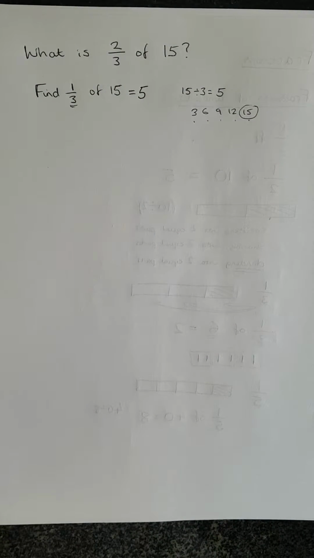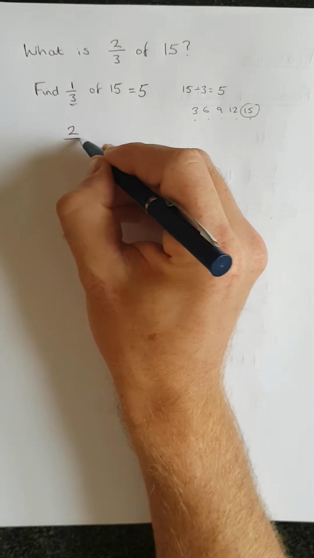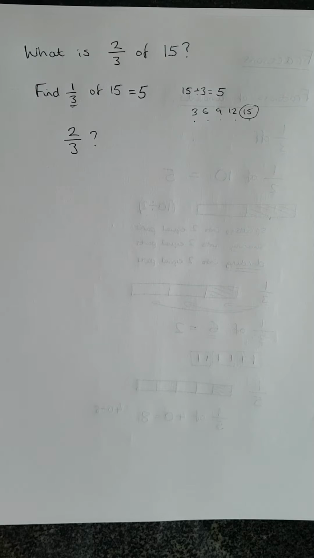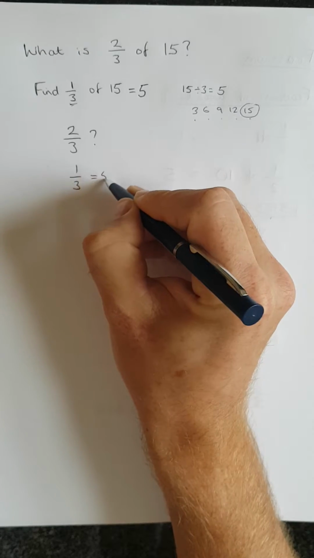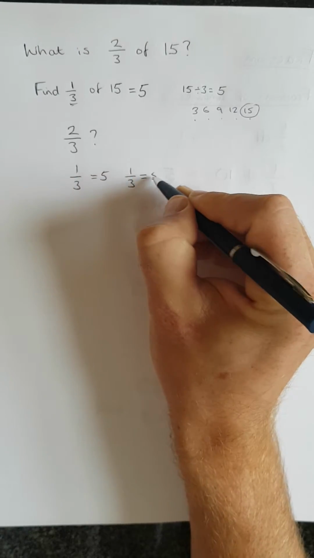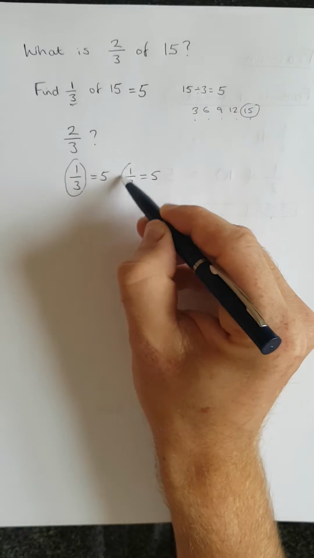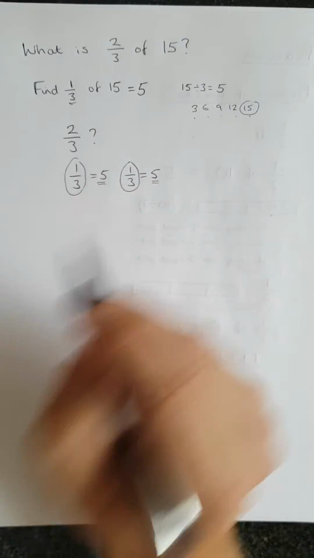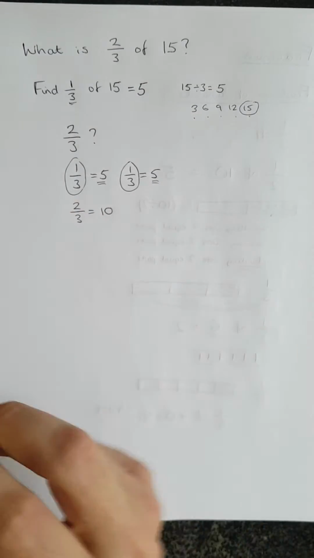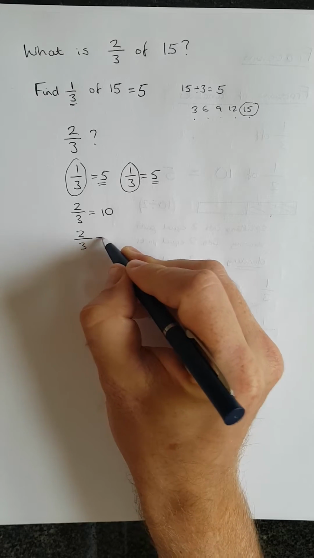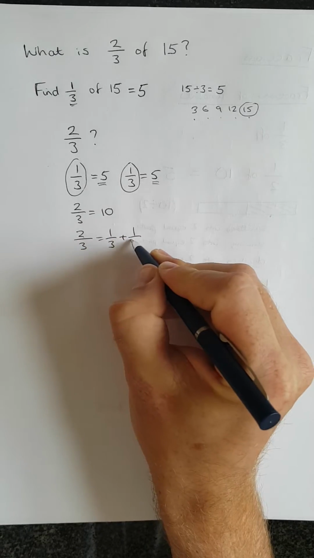Now, we found 1/3. The question is, what is 2/3? Well, some of you will instinctively know the answer. If each third is 5, then 2/3 will be 10. Because 2/3 is 1/3 add another third.